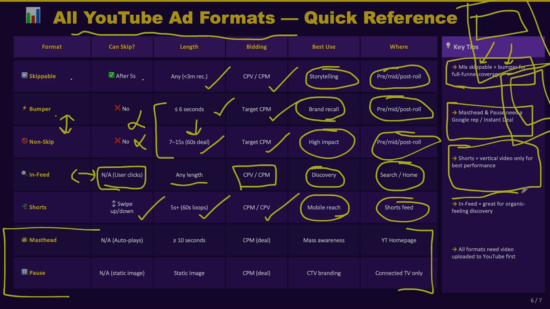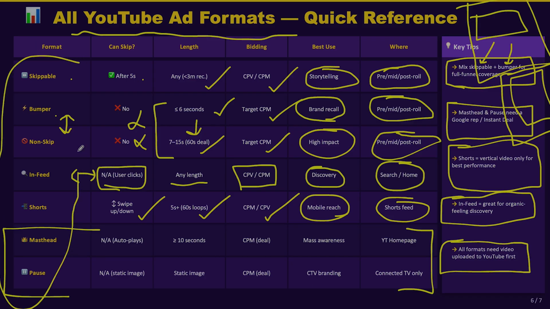Then the in-feed ad is great for organic-feeling discovery. All formats need the video uploaded to YouTube first. All these formats are YouTube ads and they will run when you upload those videos on YouTube, and then we'll run the ads of those YouTube videos itself.